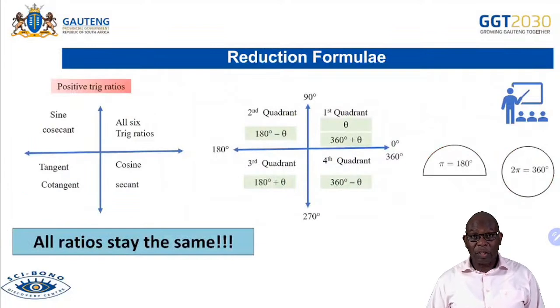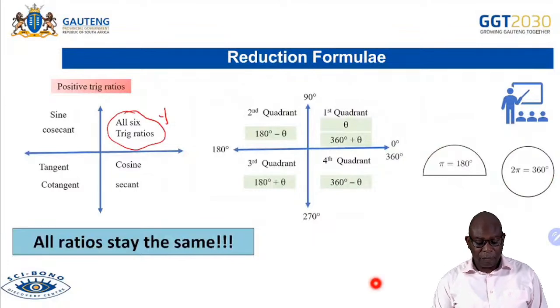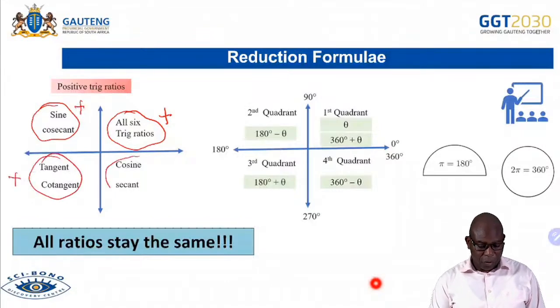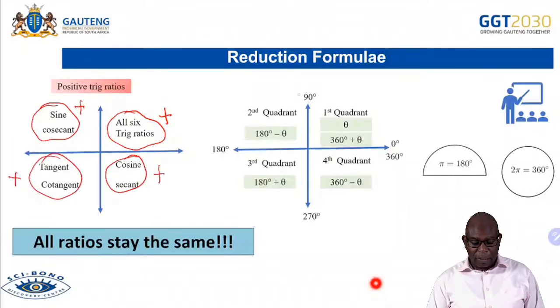Now the reduction formula. Remember, all six trig ratios there are positive. The sine and its cosec there is positive, the rest are negative. The tangent and the cot there are positive, the rest are negative. Cosine and secant they are positive, the rest are negative. So the reduction formula there, you see it's 180 minus, and we have 180 plus.